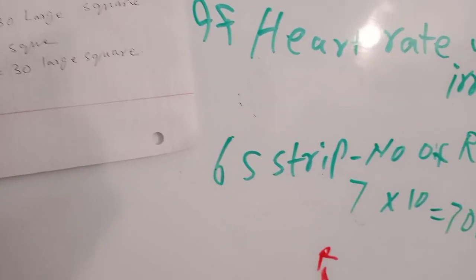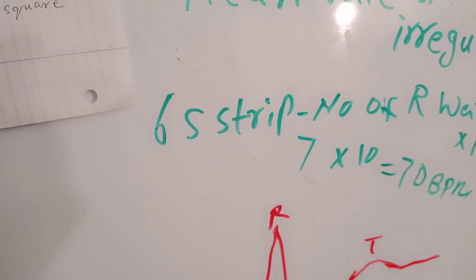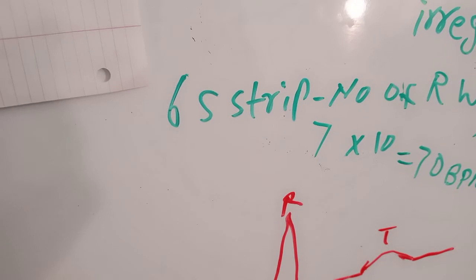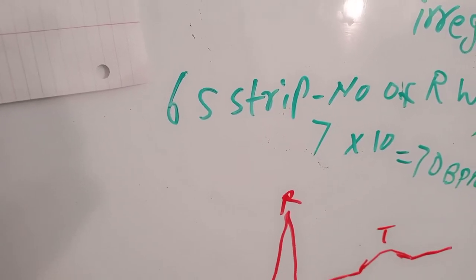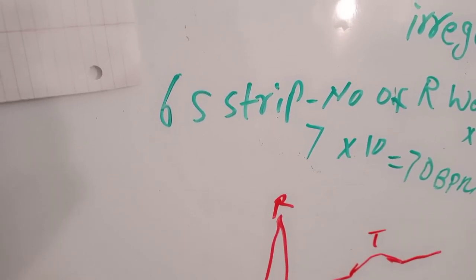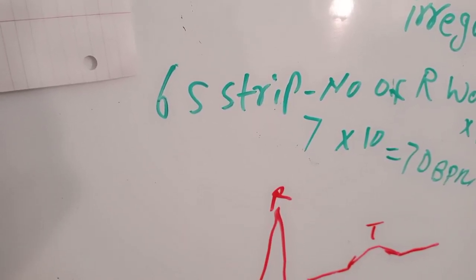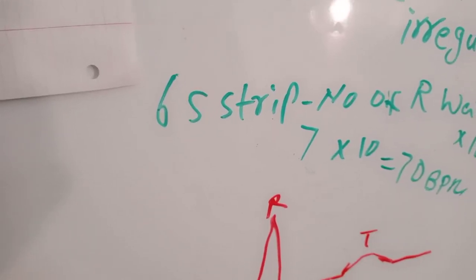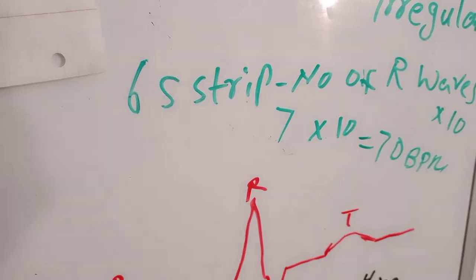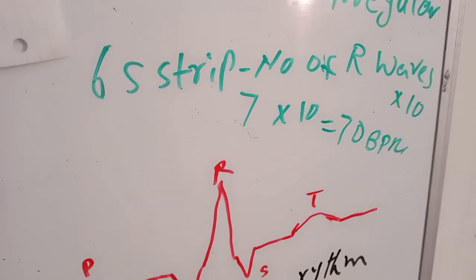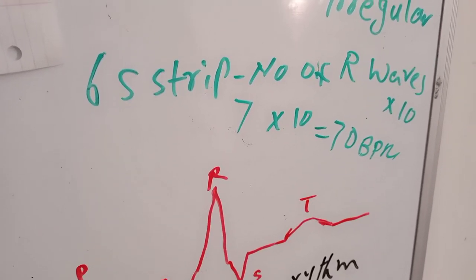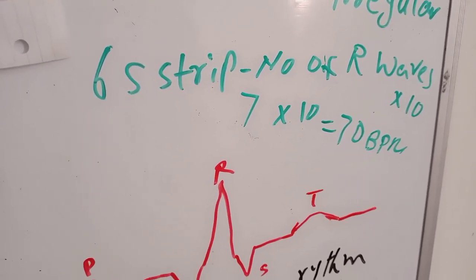Suppose there are 7 R waves in the 6-second strip. We want to know how many in 60 seconds because heart rate is always per minute. So multiply 6 seconds by 10. It will be 60 seconds or 1 minute. Similarly, there were 7 R waves in the 6-second strip. So multiply them by 10. It will be 70. So in 60 seconds or 1 minute, there are 70 R waves. So the heart rate is 70 beats per minute.